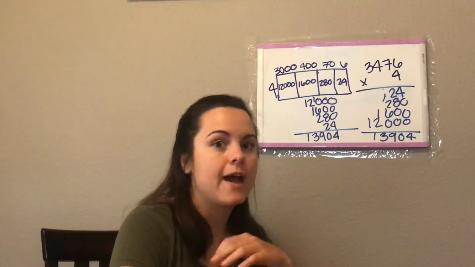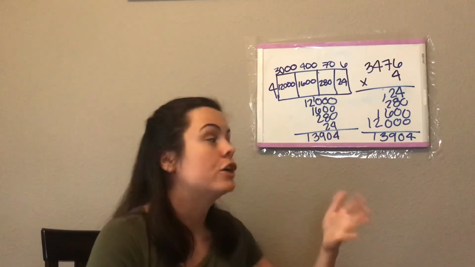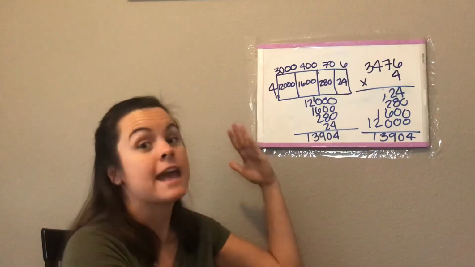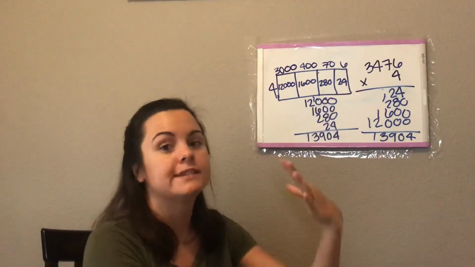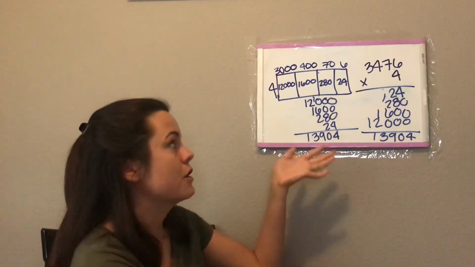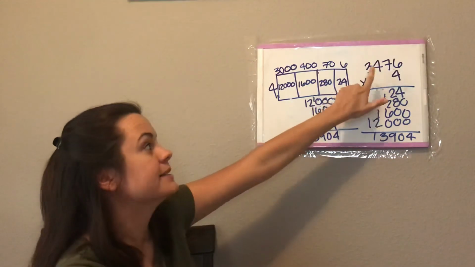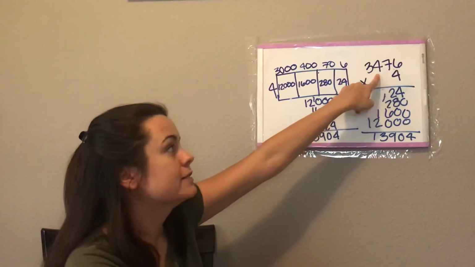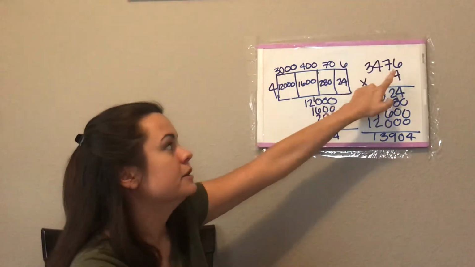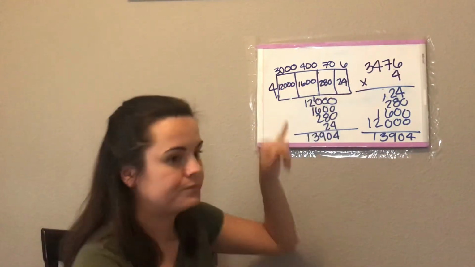So we have learned how to multiply up to a 4-digit whole number. We also learned that we can use an area model to help us break it down and see where our place values are. Because we know we have the thousands place, which represents the number that's in the thousands, and then the hundreds place, and then the tens and then the ones, and that's where they go on the area model.